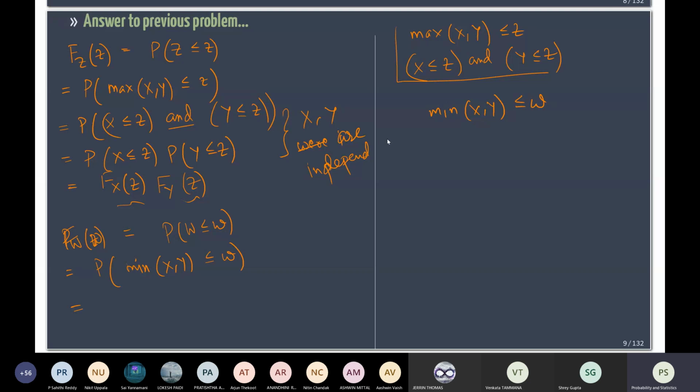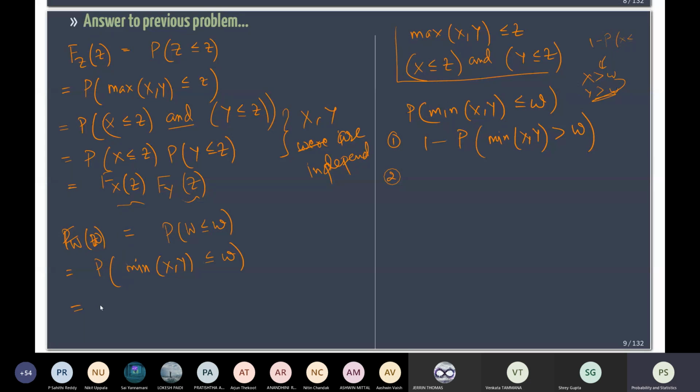So step 1 is to reverse the inequality. The reversal will happen with probability. So this is equal to 1 minus the probability that the minimum of X, Y is greater than w. That's the complement. Step 2: the minimum is greater than w, so individually these should be greater, and then we have to convert it back to CDF. The CDF is given in terms of less than or equal to. So X greater than w, Y greater than w, then we have to change it back to less than or equal to. So we have to take the complement: 1 minus P of X less than or equal to w, and then similarly here.